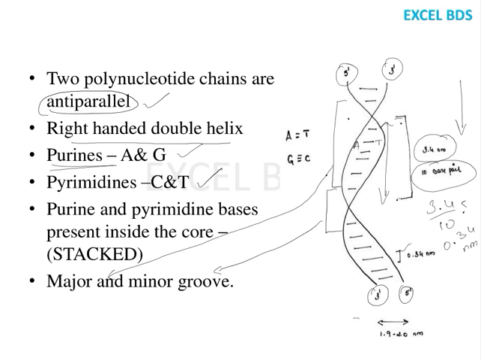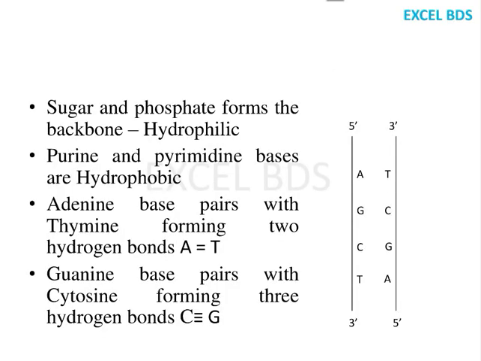And how much is the diameter? It is 1.9 to 2.0 nanometers, the total width of the helical structure. So these points you have to mention by drawing the structure of DNA.